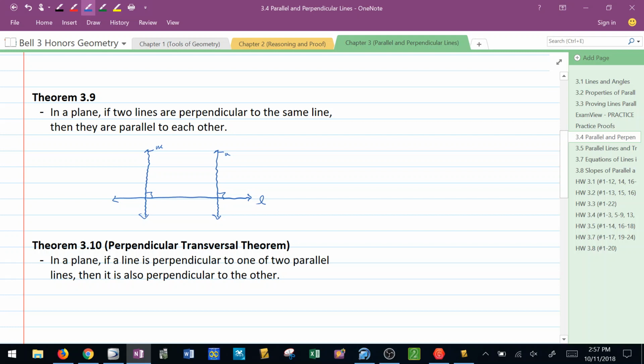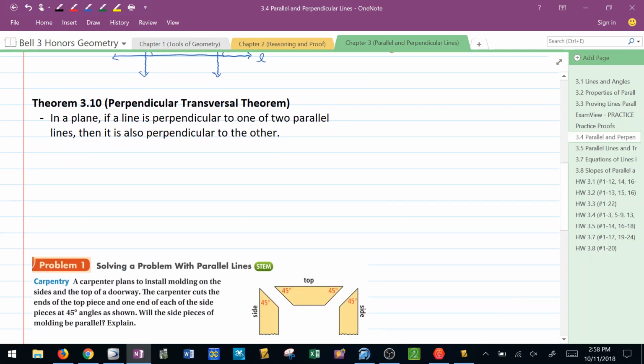So again, let's look at the given information. We're told that L is perpendicular to M and L is perpendicular to N. If this scenario occurs, we can conclude that M is parallel to N. If you look at it, it kind of makes sense because both those right angles there, we're going to prove it in a little bit. But notice both those right angles are corresponding angles. Two lines cut by a transversal, corresponding angles are congruent. The lines have to be parallel.